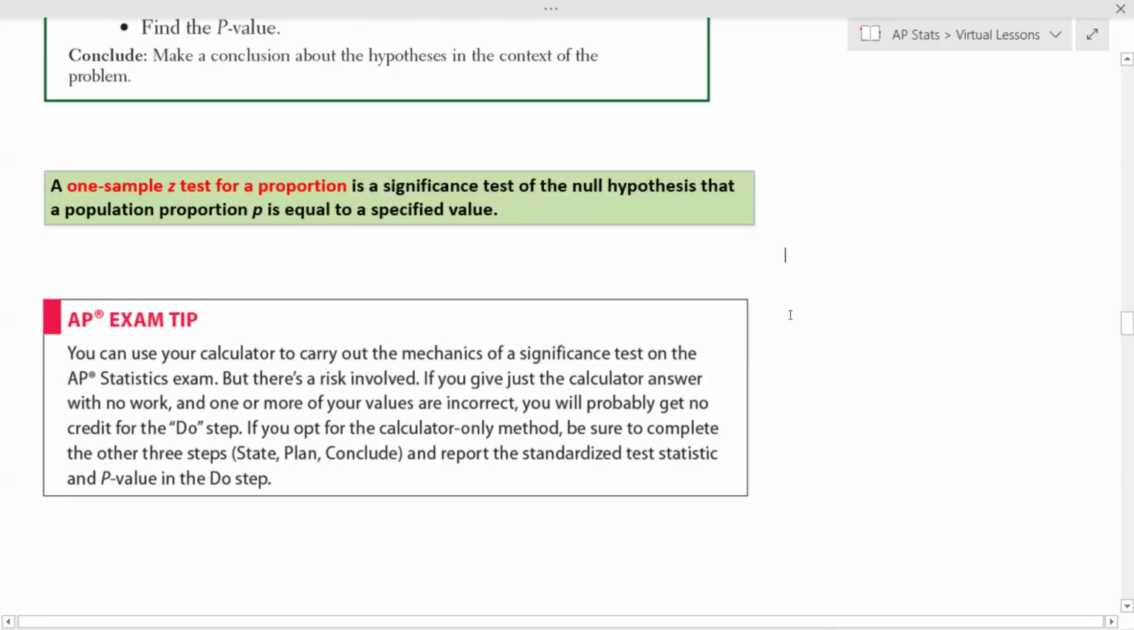Now, little AP exam tip, you can use your calculator to carry out the mechanics of the test on the exam. But again, there's a risk involved if you just give calculator answers with no work and one or more of your values are incorrect, you probably won't get credit for the do step. If you opt for the calculator only method, make sure you complete the other 3 steps, the state, plan, and conclude, and report the standardized test statistic and p-value in the do step as well.